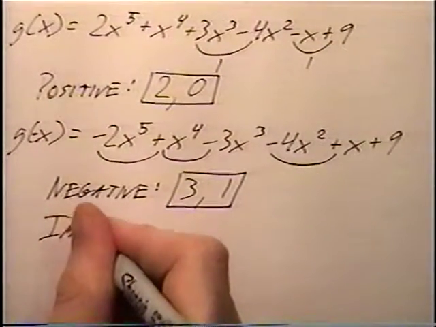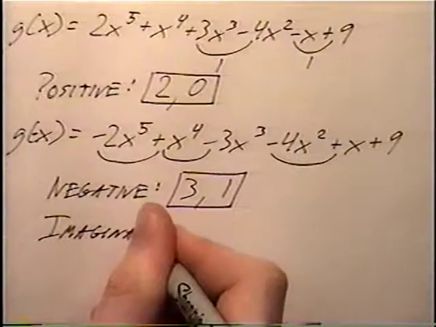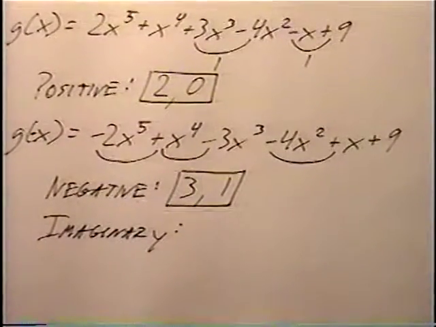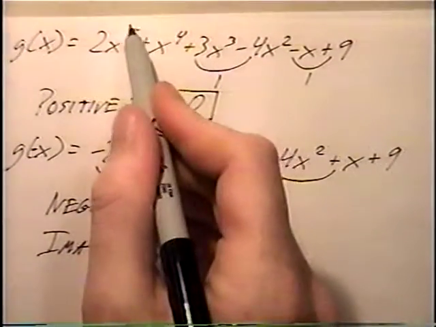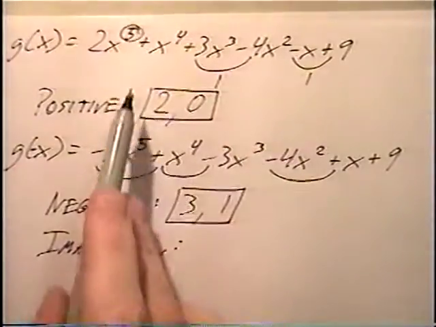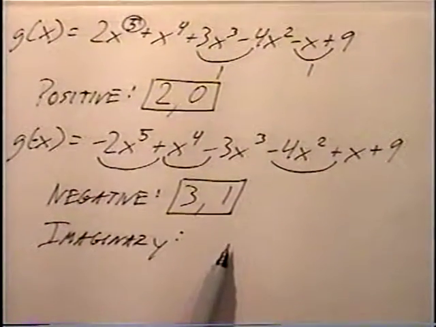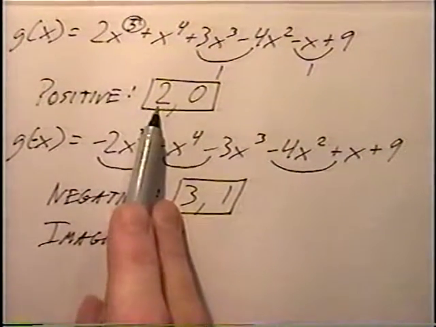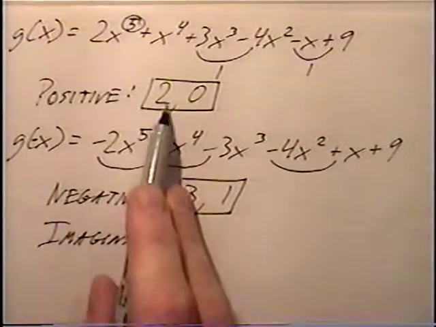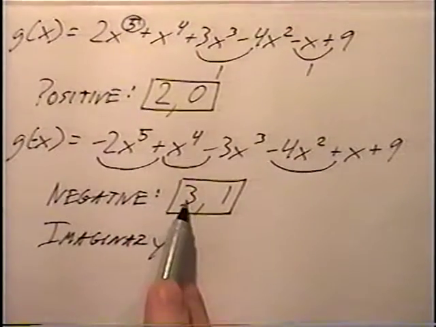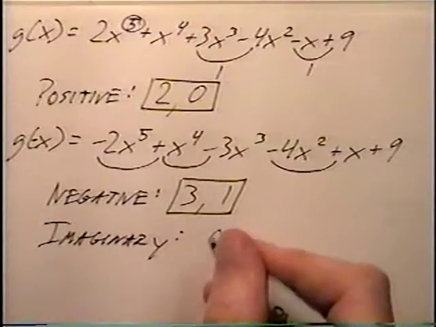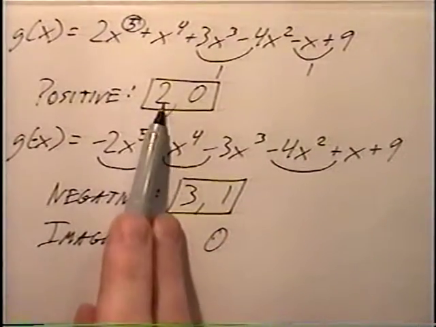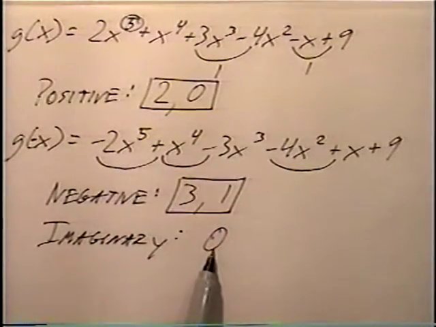For the imaginary zeros, look back at the original question. X to the 5th means there are 5 possible answers. If we have 2 positive answers and 3 negative answers, those add up to 5, so you have 5 total. So you could have 0 imaginary: 2 positive, 3 negative, adds up to 5.